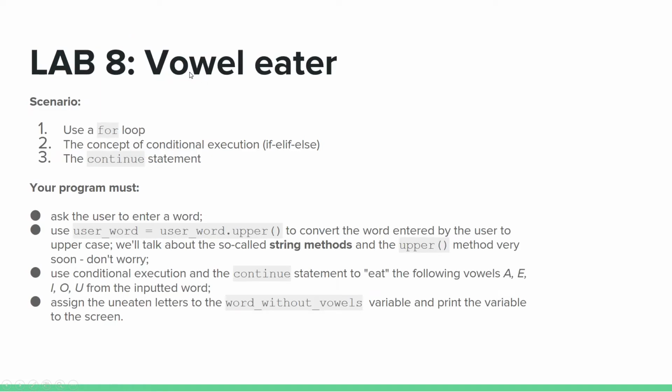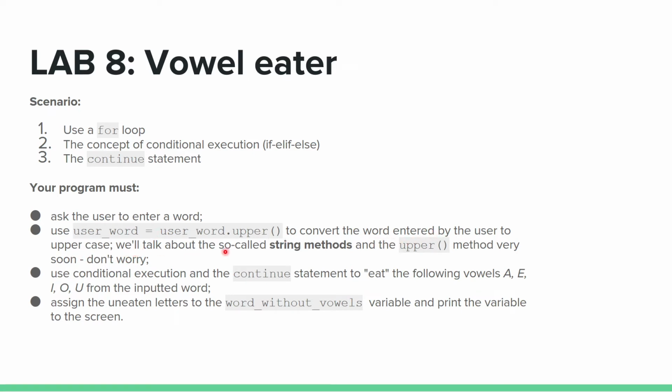voweliter. For voweliter, what we are checking for here is just the use of a for loop, conditional statements if else, and the continue statement. So what's our program? What should they do? Your program must ask the user to enter a word. Use user word equal to user word dot upper to convert the word entered by the user into uppercase.